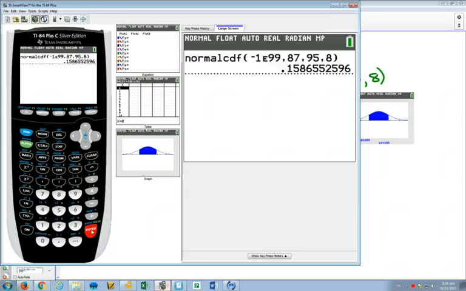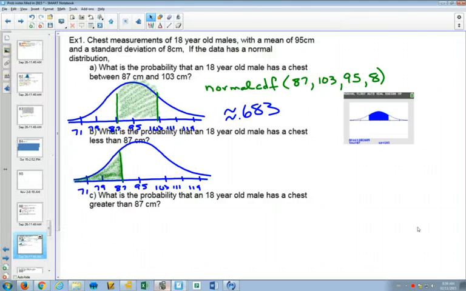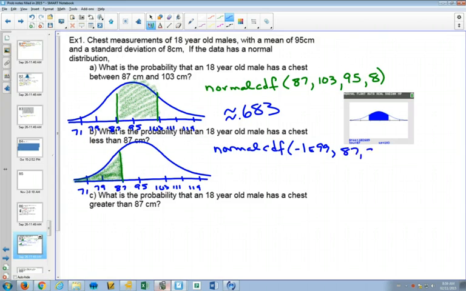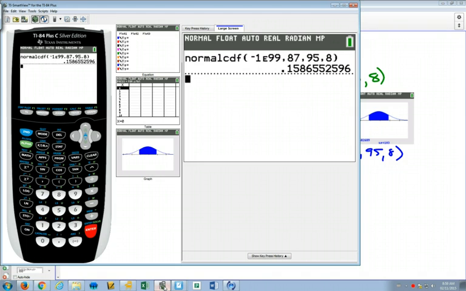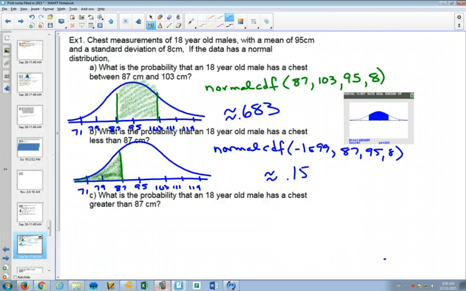from what we had before, this is what I would do as an estimate. I'll just write down what we wrote in. Normal CDF, we had negative 1 e to the 99, comma, up to 87, still 95 and 8. And to 3 sig figs, we got 1, 5, 8. Is that right? 1, 5, 9.